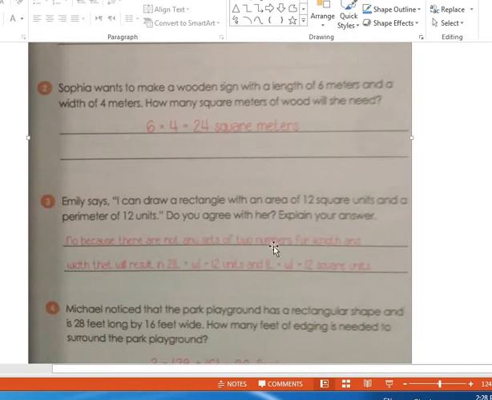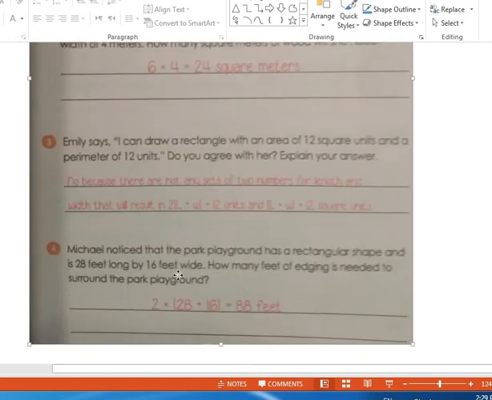She says that the area of the rectangle equals 12. Area of a rectangle equals length times width, and the perimeter equals length plus width, all times 2. There are no two numbers or any sets of two numbers where (length plus width) times 2 equals 12, and also length times width equals 12. So I don't agree with her, she is wrong.